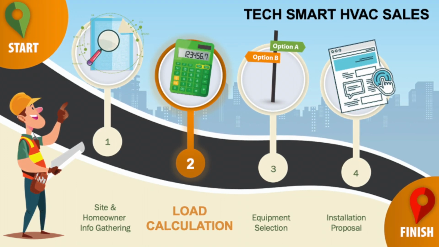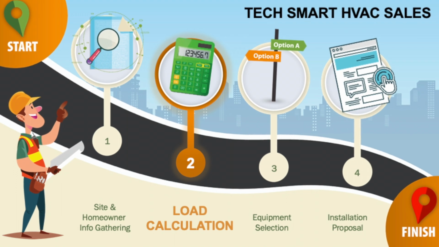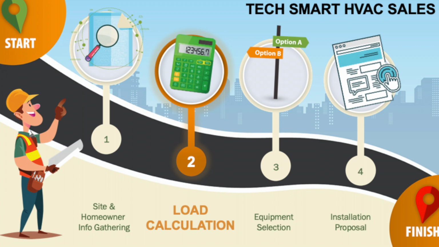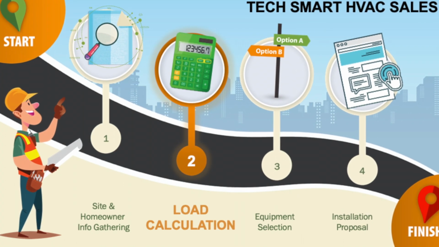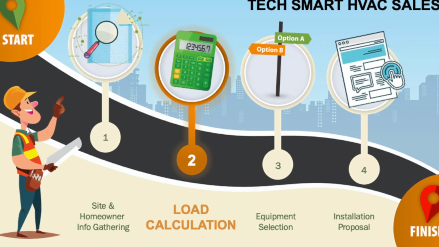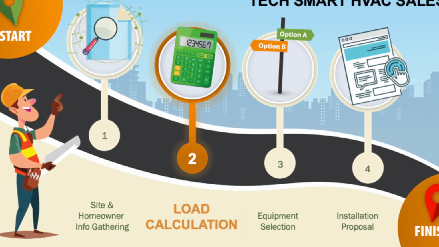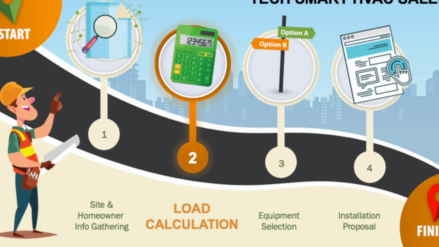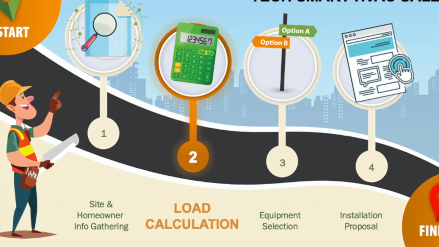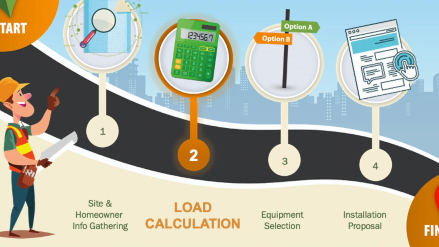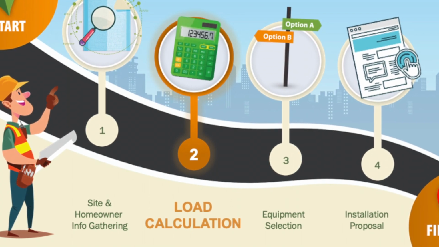in their work. It starts with gathering information about the home and the homeowner. In step 2, this information is used to perform a load calculation. And in step 3, the salesperson uses the load calculation to select equipment. Finally, in step 4, they create a proposal for the homeowner to consider. As you can see, the heating and cooling load calculation is an essential step in the entire process.